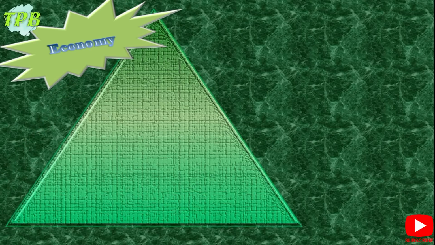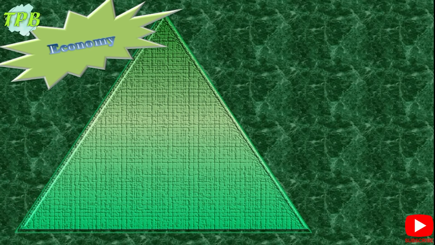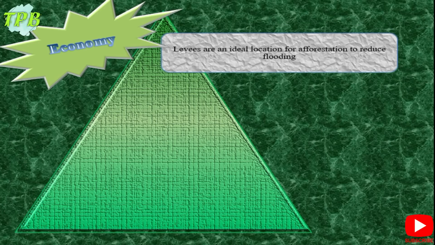Let's have a look at the economic activity in a doab. Levees are an ideal location for afforestation to reduce flooding. Since they are the first one to receive the flood waters, it is important to replenish the levees and protect them from the effects of flood. They can also be an excellent place to protect the active flood plains and the low-lying areas from the effects of flood.